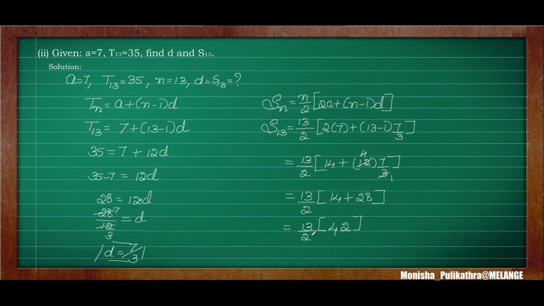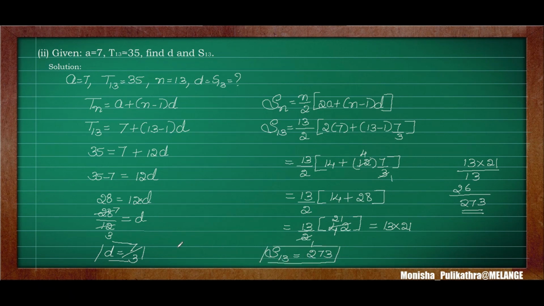So this is 42. Next, you divide 42 by 2, that is 2 1s are 2, 21. So here we need to multiply 13 into 21. Okay, so 13 into 21 is 2 3s are 6, 2 1s are 2. So this is 273. So the value for S13 is 273.